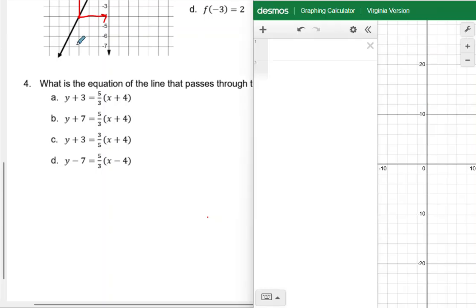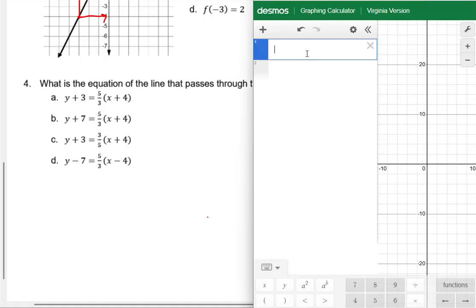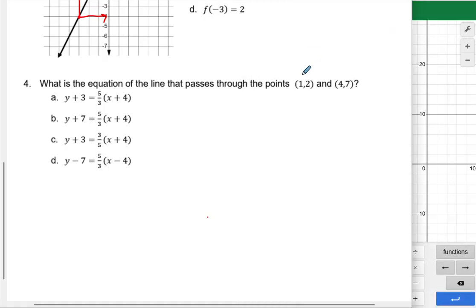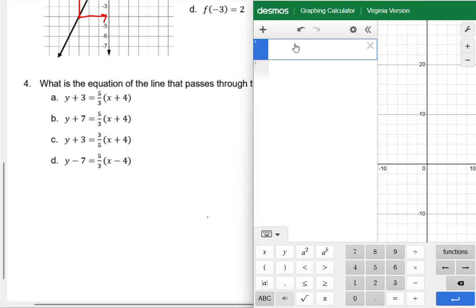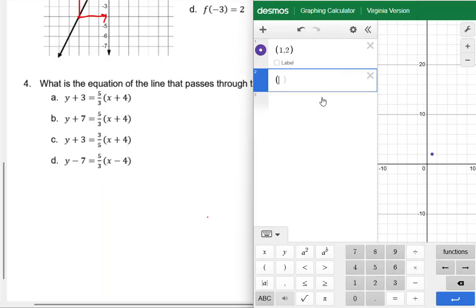All right. Problem number 4 is saying, what is the equation of a line that passes through the points 1, 2, and 4, 7? So the easiest way to handle this question is to use Desmos. We're going to graph the 2 points. The first point is 1, 2. So graph it just the way it is, 1, comma 2. There's 1 point right there, and then the other one is 4, 7. It's passing through it.